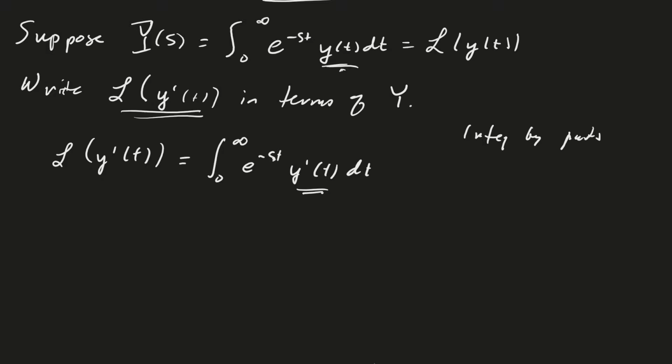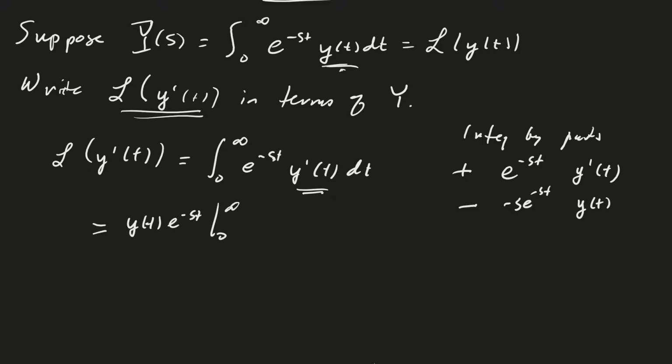So I'm going to use my table, plus, and now I've got an e to the minus st. I'll put it in the middle because I want to anti-differentiate my y prime, and then I'll have minus, the derivative here is minus s e to the minus st, and then the antiderivative of y prime is just y. And so what we see here is that my Laplace transform of y prime is equal to y of t e to the minus st from 0 to infinity plus s times the integral from 0 to infinity e to the minus st y of t dt.